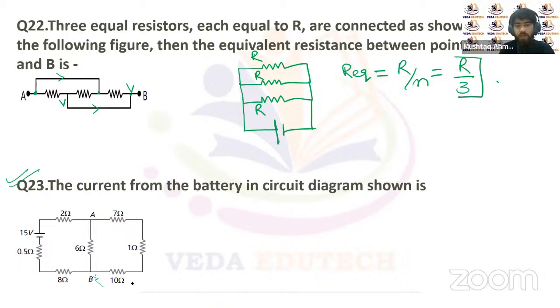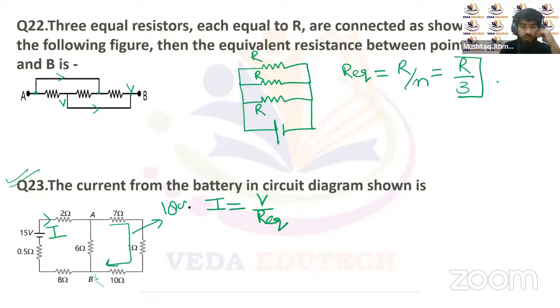The current from a battery in the circuit diagram shown is required. You can see here we have a circuit diagram. We have to find out the current drawn by the battery. Let's suppose the current drawn by the battery is I. So the current I will be equal to the EMF supplied by the battery upon the equivalent resistance. Now calculating the equivalent resistance for this circuit, you can see these three resistors are in series, that is 7 ohm, 1 ohm and 10 ohm. This will give us 18 ohm equivalent resistance.